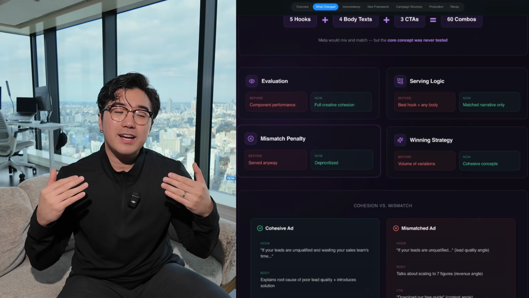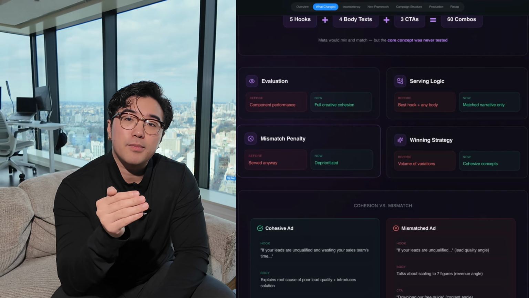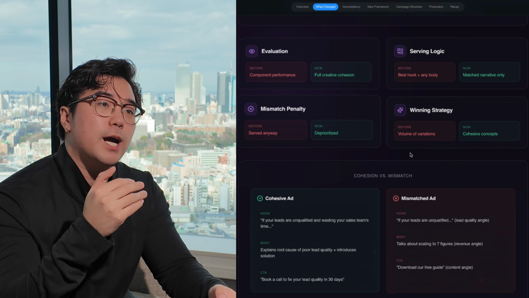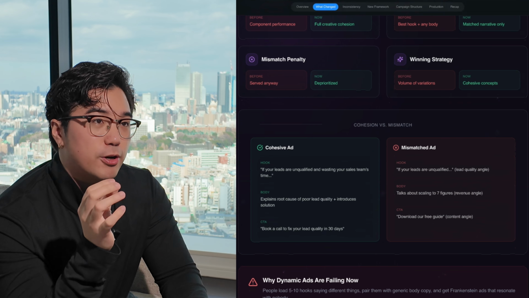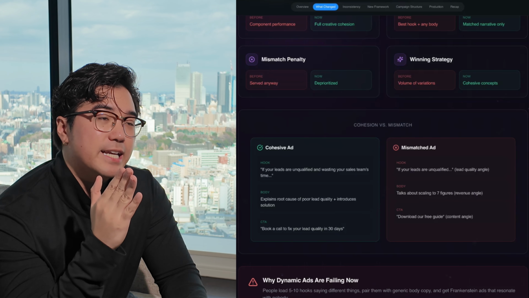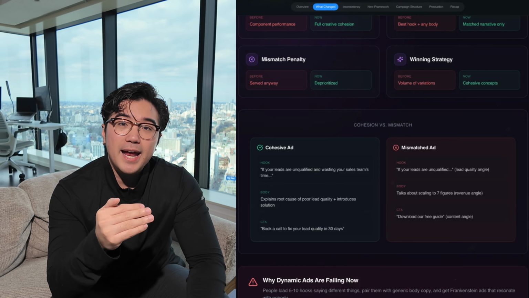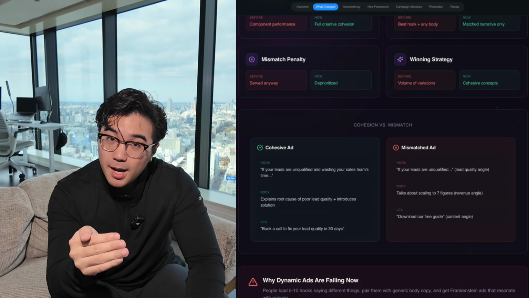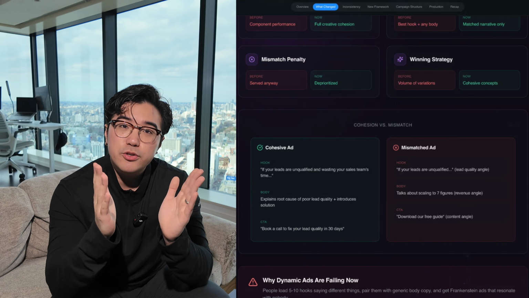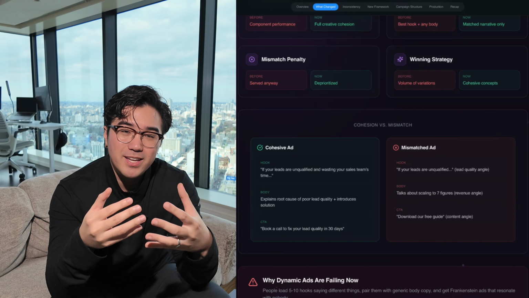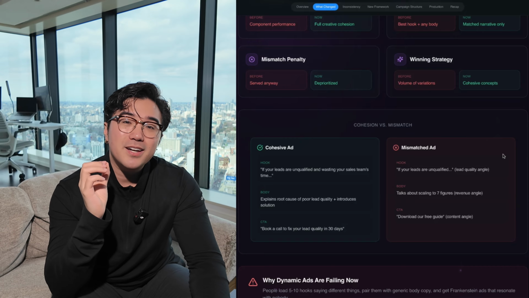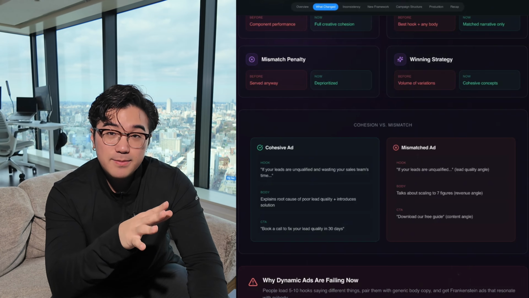So here's why dynamic ads are failing for most people right now. People are loading up 5 to 10 hooks that are all saying different things, addressing different problems, and targeting different segments. And then they're pairing those hooks with generic body copy that tries to be relevant to everyone. And this results in a Frankenstein ad that doesn't resonate with anyone. Meta's new system recognizes this mismatch and either serves it to the wrong people or doesn't serve it at all.